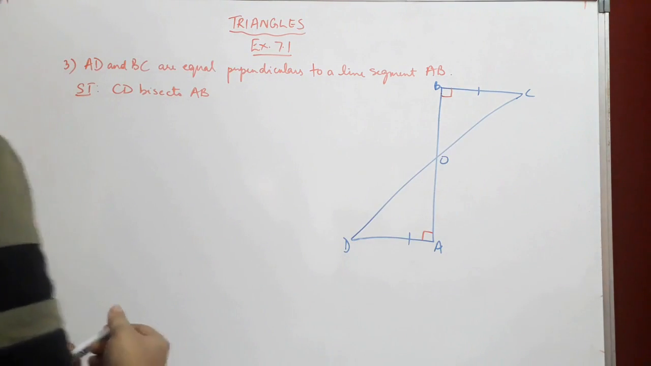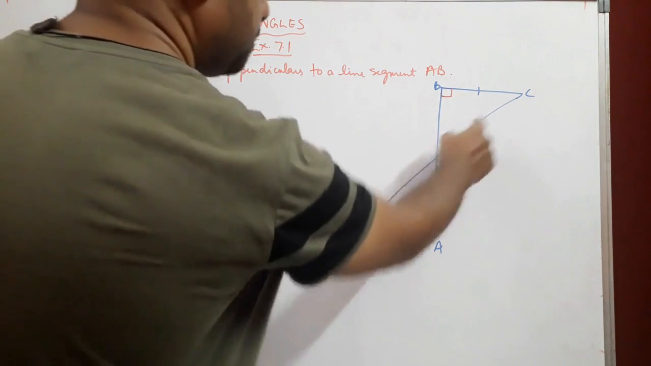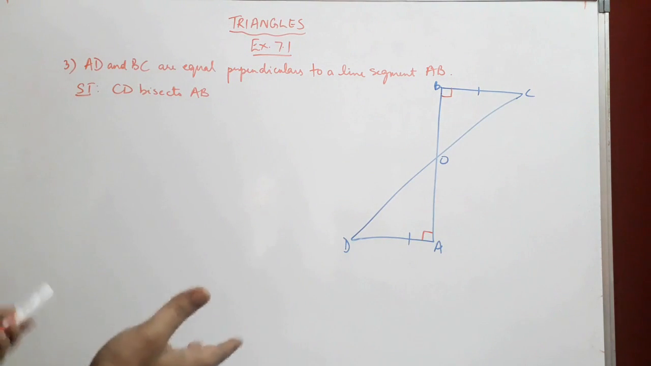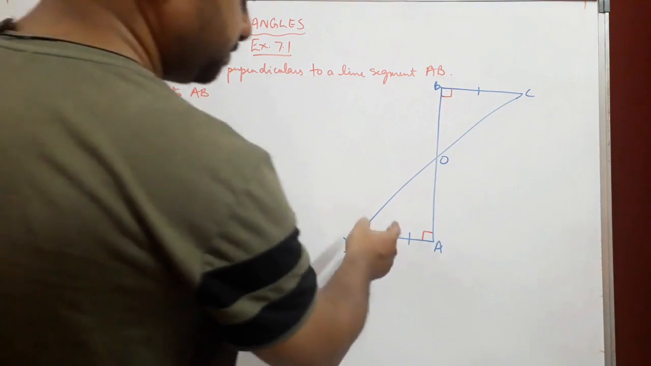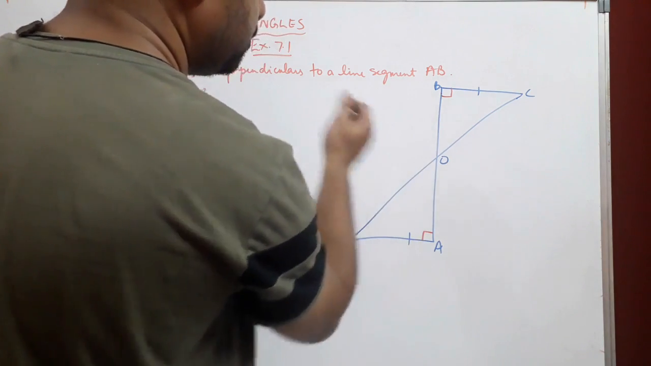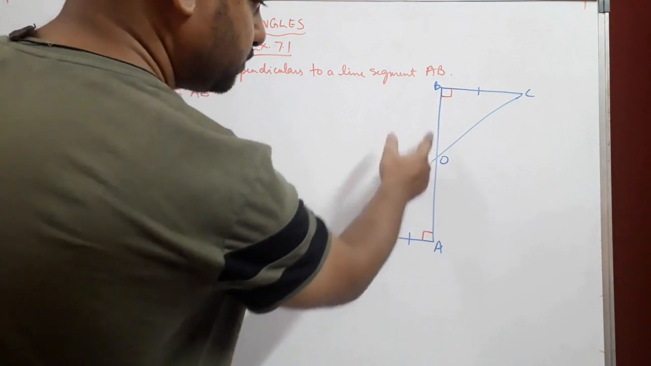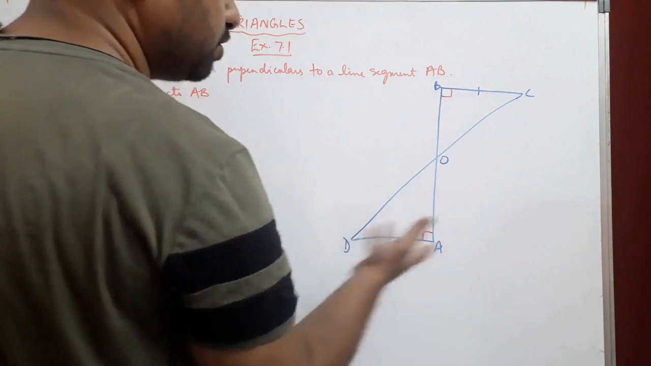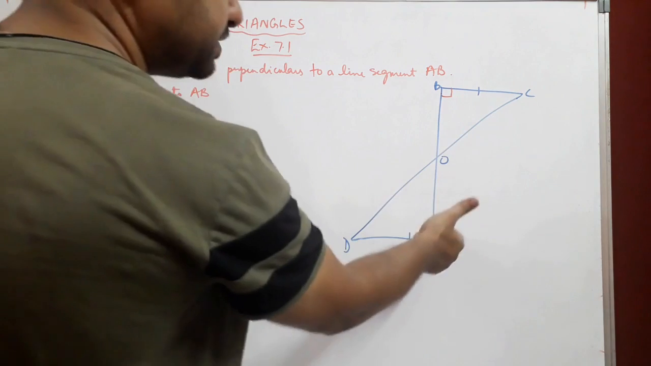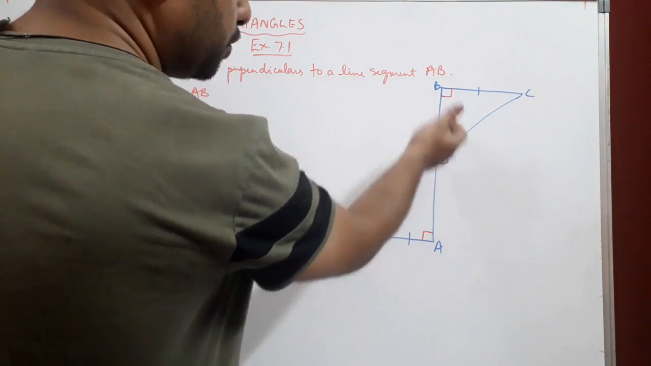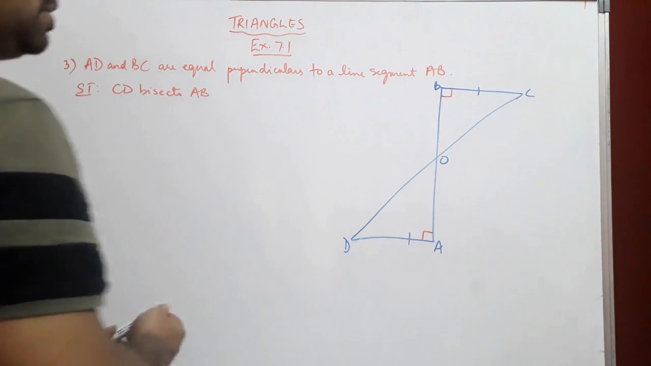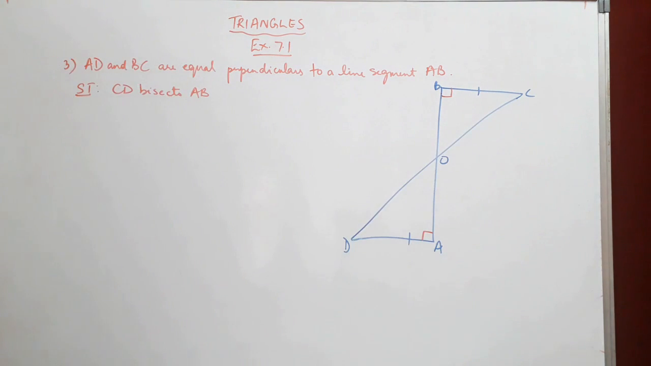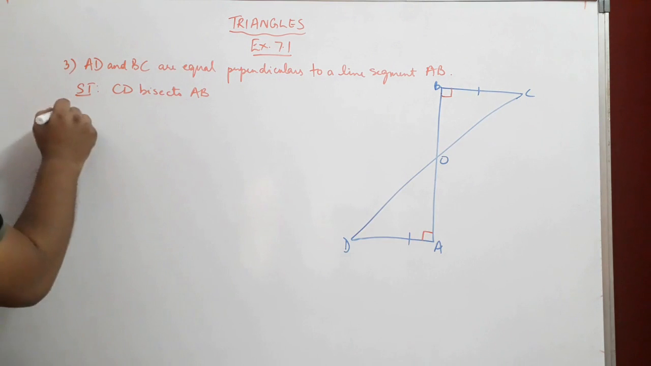We are asked to prove CD bisects AB. Bisect means cuts it into two equal parts. That means we need to prove OA is equal to OB. And we can do that if we can prove these two triangles to be congruent to each other. So via CPCT we can easily say OA is equal to OB, or in other words that CD bisects AB. And let us begin with our solution.